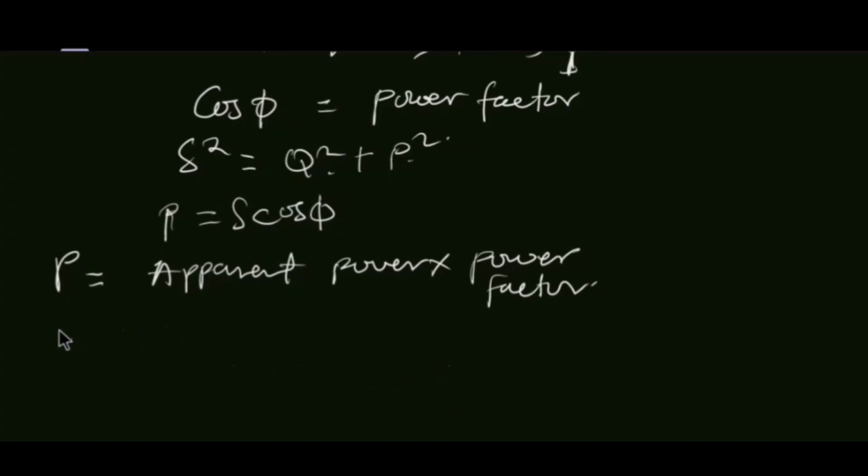The reactive component Q is always equal to S sine theta. And this one is the total apparent power times sine theta. The sine theta does not have a name here. It's only the cos theta which is of interest, called the power factor. So these are some basic formulas you are going to see when you are dealing with power in an AC circuit.